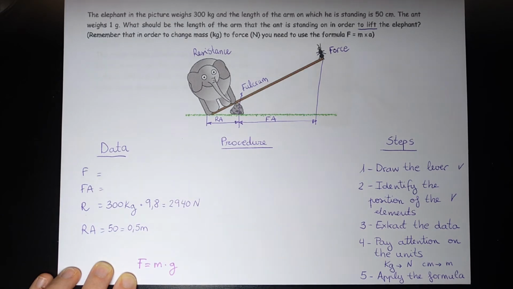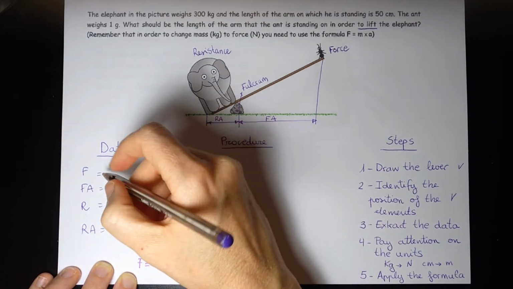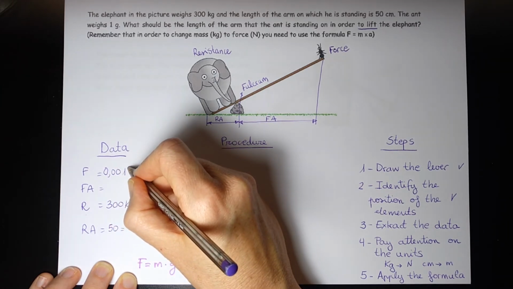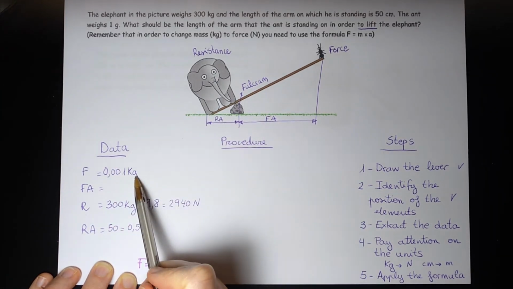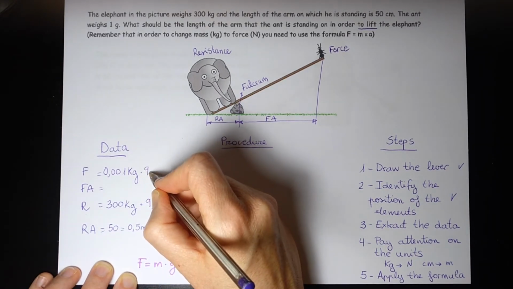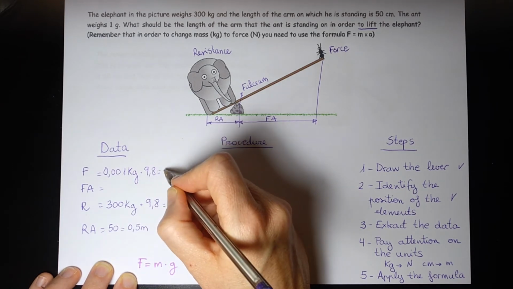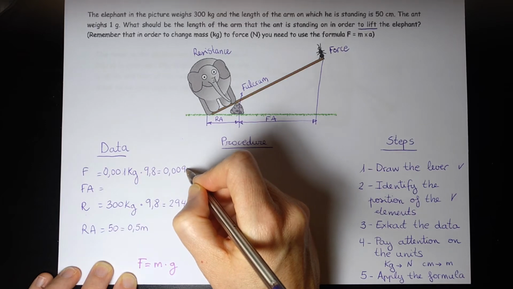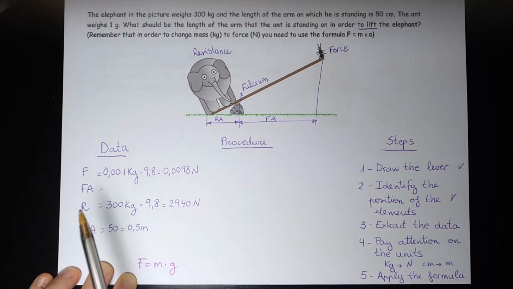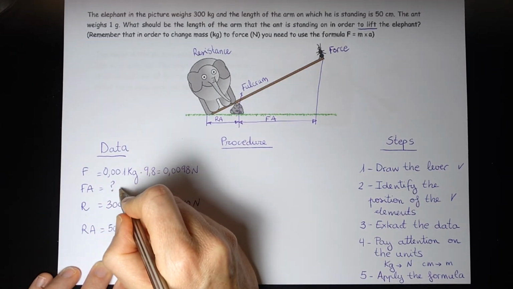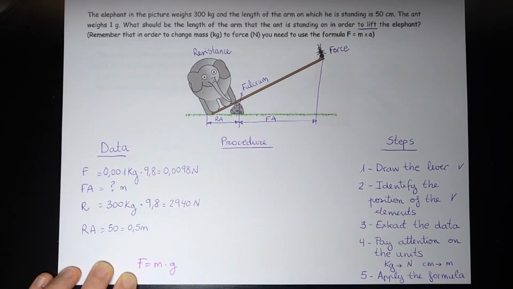What else? The ant weighs 1 gram. Okay, 1 gram needs to be converted into kilos, so we have 0.001 kilos. And again we have kilos and we need newtons, so we are going to multiply it times 9.8, and we have 0.0098 newtons. And the unknown value, la incógnita, is the force arm. Okay, and it would be expressed in meters.